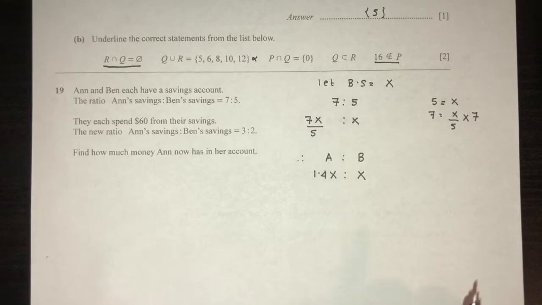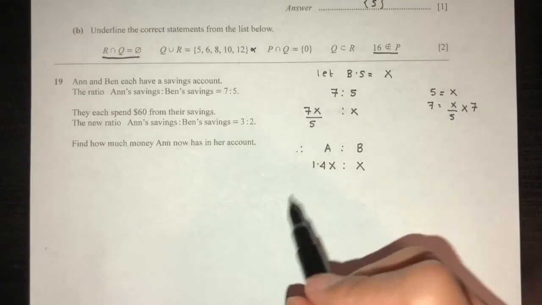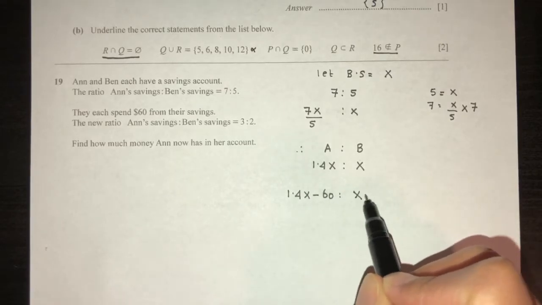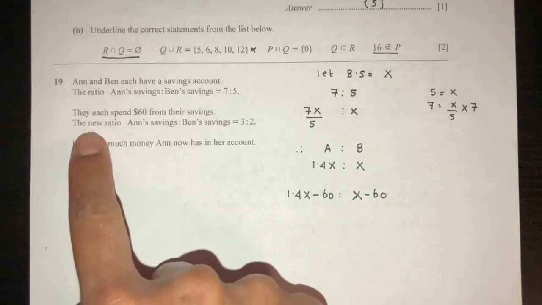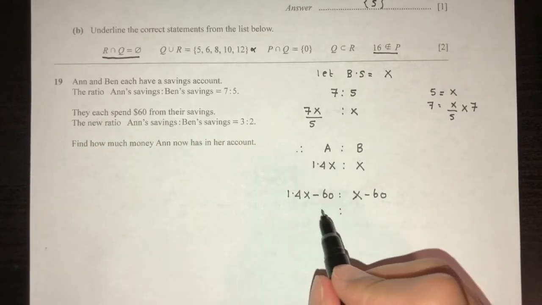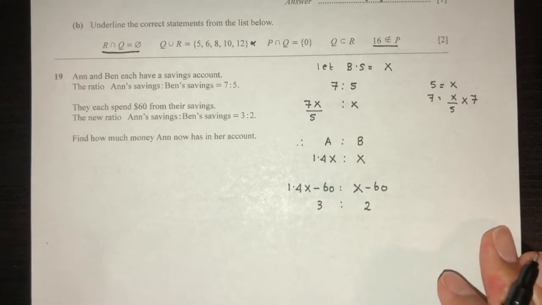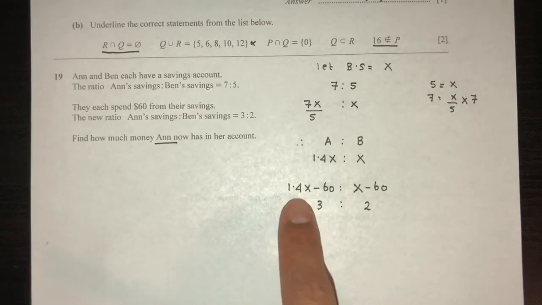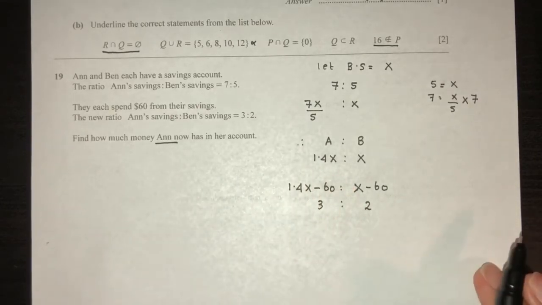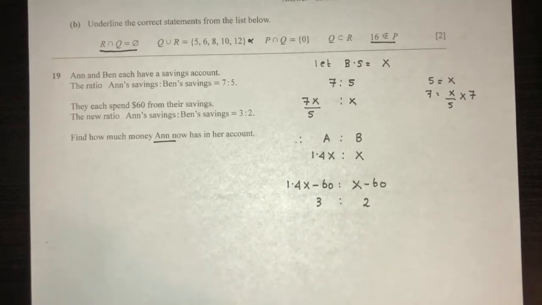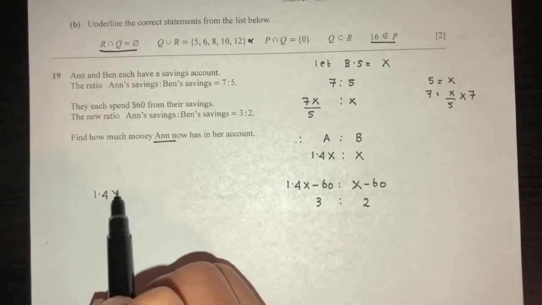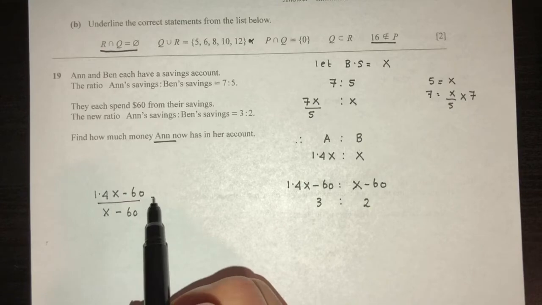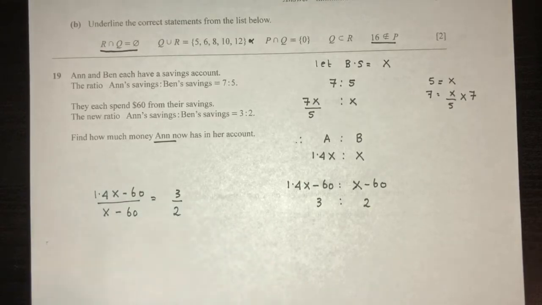Now what happens? They each spend $60 from their savings. So after spending, they will have 1.4X minus 60 and X minus 60. Okay. Now the new ratio is 3 to 2. Find how much money Anne has now in her account. So first we have to find the value of X, then we have to find how much she has in the account. So we know the ratio, so we can just do that. So we know that 1.4X minus 60 over X minus 60 should give you 3 over 2. So we have to solve for the value of X.